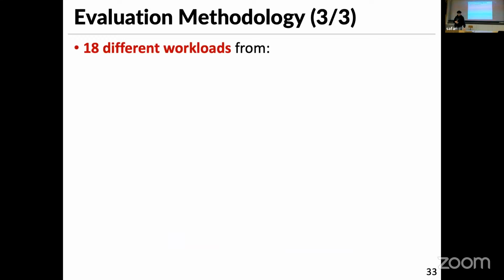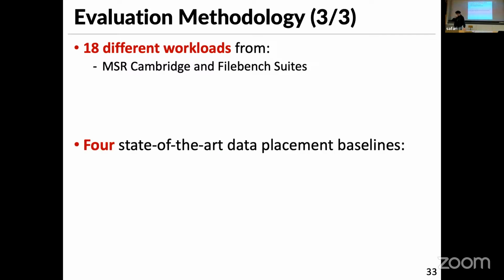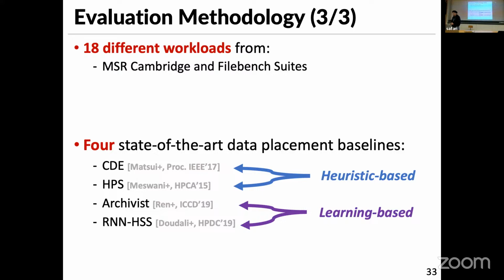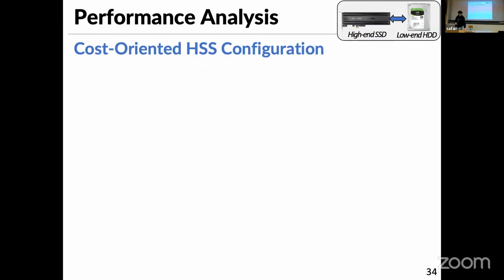So 18 different workloads were used from the MSR Cambridge and FileBench suite, which is a storage benchmark. State-of-the-art data placement baselines were compared against Cibil. There's CD and HPS, which are heuristic-based, and there is Archivist and RNN-HSS, which are supervised learning models. Also note, none of them have online learning.